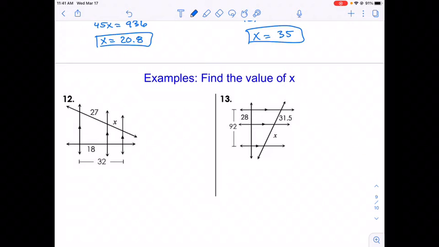All right, let's look at number 12. Notice here we got 32, so we need to figure out what this segment here is, and that's going to be 14. So we can set this up a lot of different ways, and I think it's easier if we just know that one's on top of the other here. We can say 27 is to 18, which gives us our fraction, and x is to 14. Cross multiply, we get 18x equal to 27 times 14, which is 378. And then we divide by 18, and that's going to give us x is equal to 21.